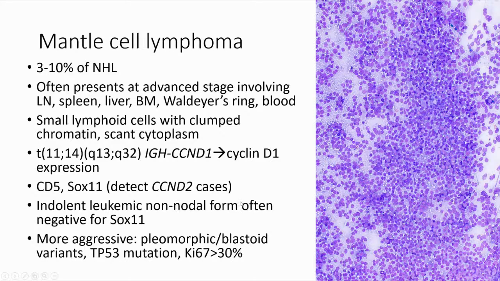However, it's also important because you can also detect these cells and they end up being an indolent leukemic non-nodal form of mantle cell lymphoma, and those tend to be negative for SOX11, so SOX11 can also be used to differentiate between these forms. However, the leukemic form, once it acquires a p53 mutation, can also be aggressive. In addition, any other mantle cell lymphoma that acquires the TP53 mutation is also considered prognostic, as well as these more atypical morphologic appearances of a pleomorphic or blastoid variant.